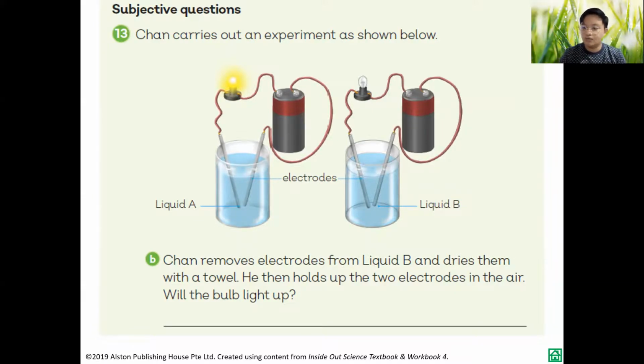Still no, because air is not an electric conductor. So you can conclude here that the bulb will not light up, because that is the only question. Will the bulb light up? Yes or no? So no, the bulb will not light up.